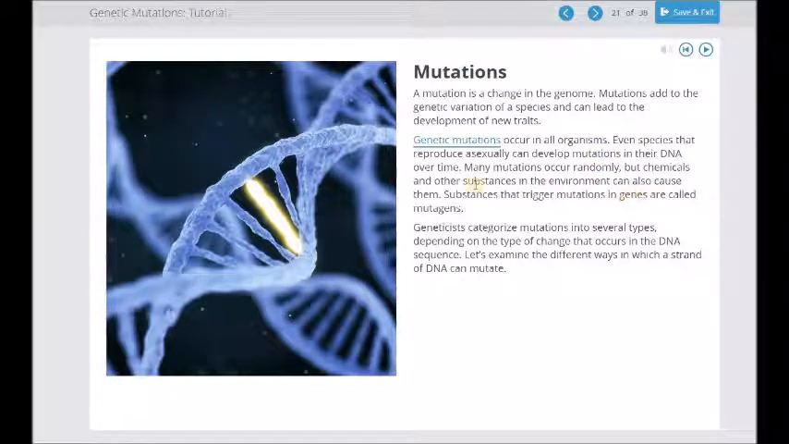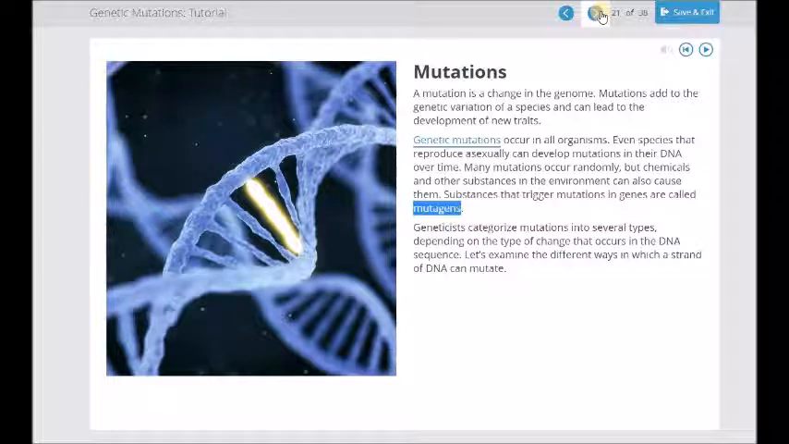Mutations occur randomly, but chemicals and other substances in the environment can aggravate that. Think of all the things that you've heard about that can cause cancer. Well, they also can cause mutations. Okay. In fact, cancer is just a mutation. Okay. Substances that can trigger mutations are called mutagens. Now, there's a class of mutagens that specifically cause cancer called carcinogens, but they're mutagens. And so let's examine the different ways in which a strand of DNA can mutate.